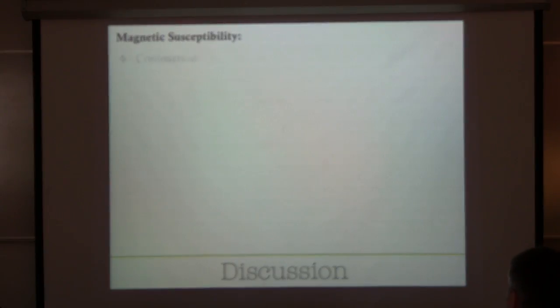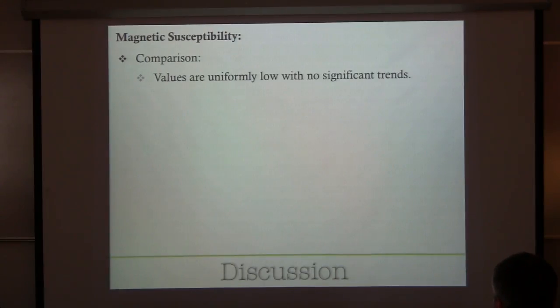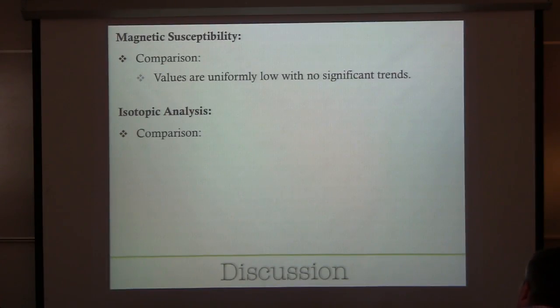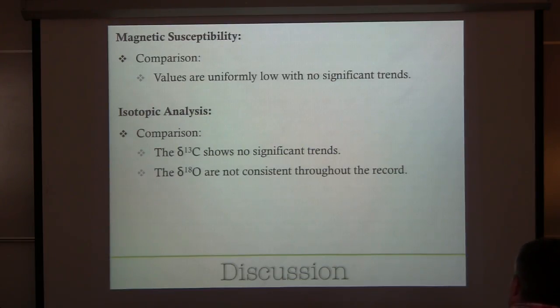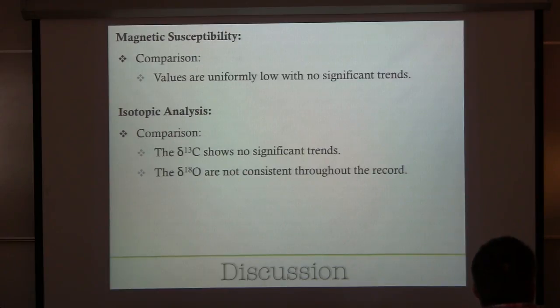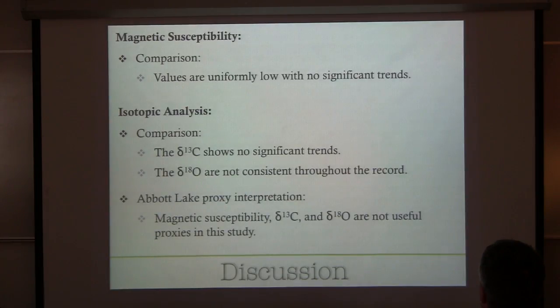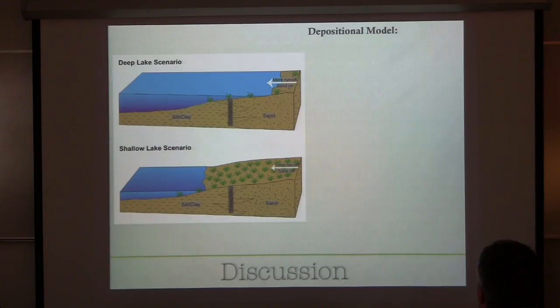Lastly, we looked at magnetic susceptibility, and we found that values are uniformly low with no significant trends. And when we did the isotopic analysis, the δ13C showed really no significant trends, and the δ18O was not really consistent throughout the record when we compared it to other proxies. Because of this, we said that all those three measurements were not really useful in our study and kind of pushed them aside. All right, so to explain all these proxy interpretations, we created a depositional model.